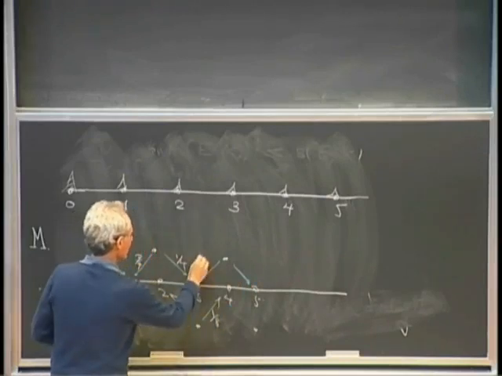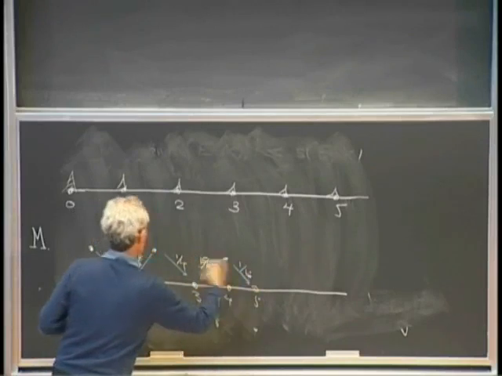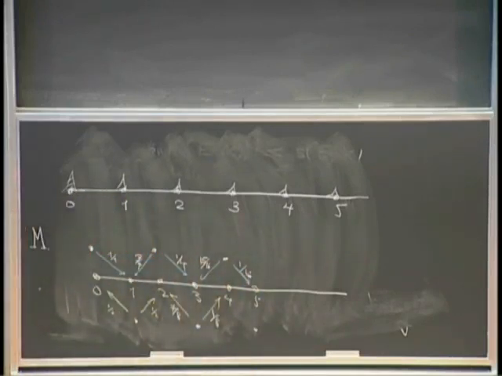So this would be 15/16. This would be 1/16. Okay, you just keep going. So that's the redistribution M.